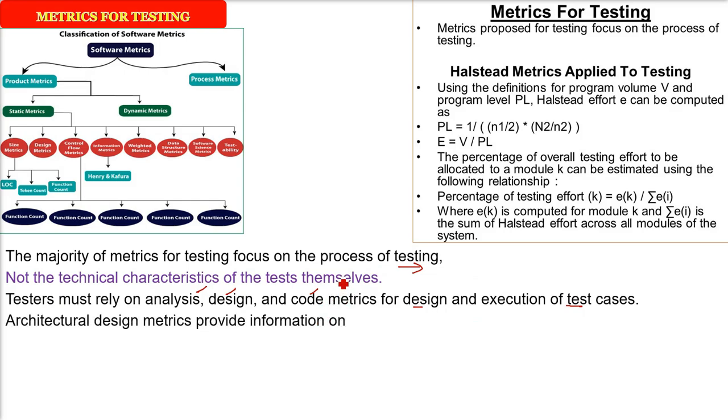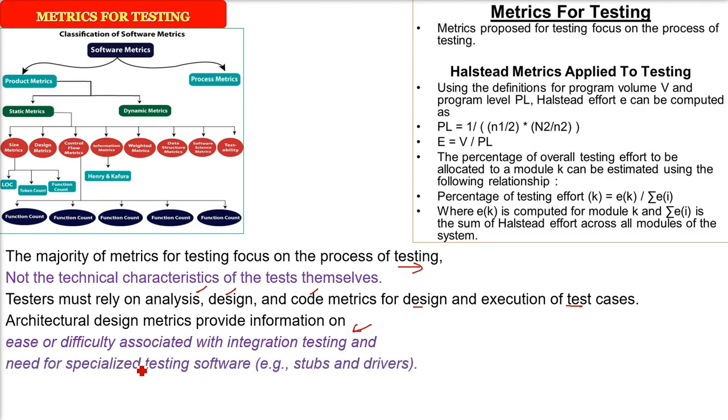The architectural design metrics provide certain information to us, like architectural design we have already seen. What information do they give? They give us information like ease or difficulty of integration testing. Do we need stubs and drivers, like the need for specialized testing software? Do we need a main dummy program or sub-module dummy programs? So the architectural design metrics will tell you.